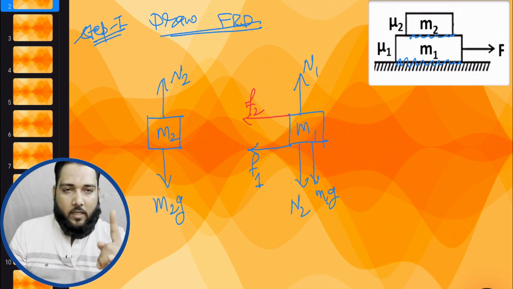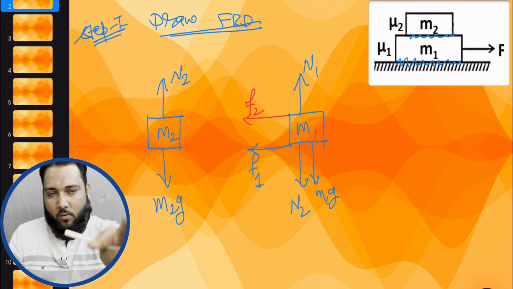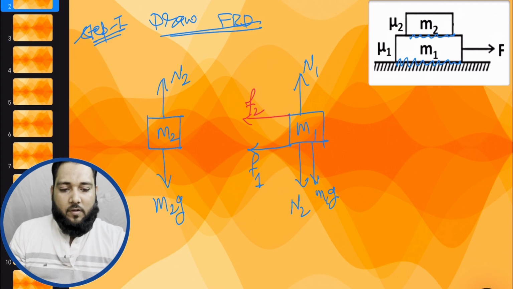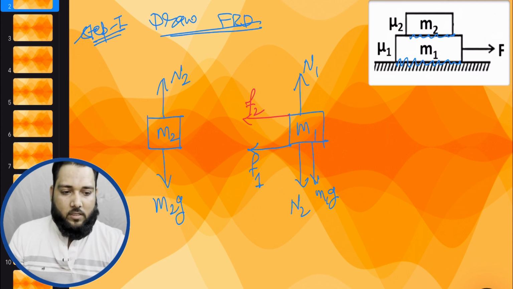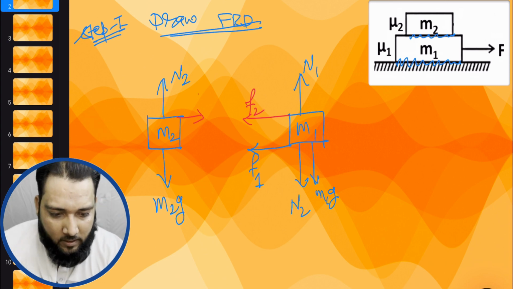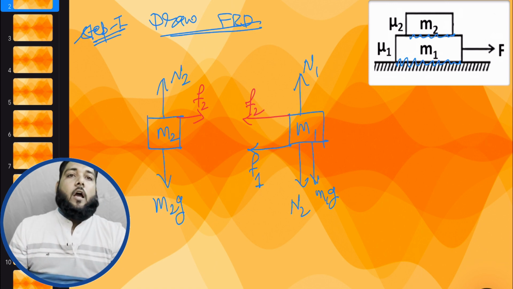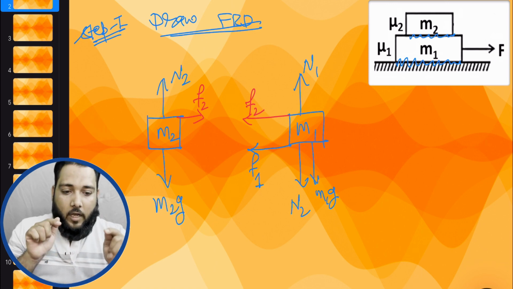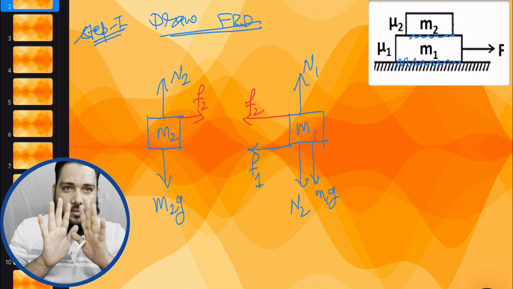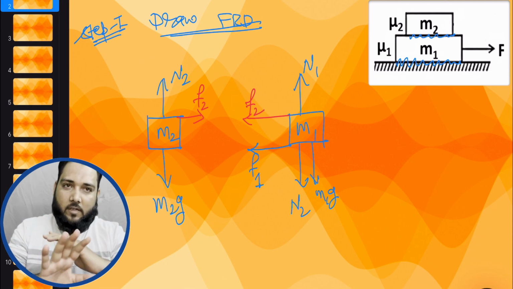Now again, the friction acts according to Newton's third law, guys. Again, third law. The friction will be equal and opposite in nature in both the bodies. So this is an internal force. So on M2, this will automatically be in the forward direction. Up to here, everything is clear. If you are able to draw this diagram, it means 50% of the work is complete.